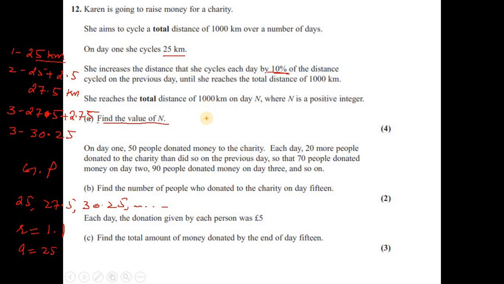That means you need to find the summation of n terms. So the sum of n terms is 1000. So Sn is equal to a times (r^n minus 1) divided by (r minus 1). This is the sum of n terms, which is 1000 km, the total distance. a is 25, r is 1.1, and you need to figure out n, which is a capital N. So you need to figure out this n here.